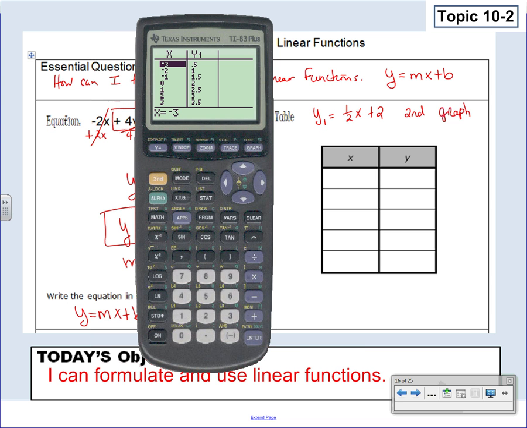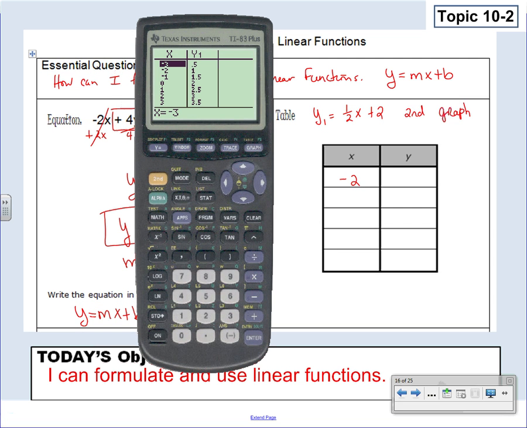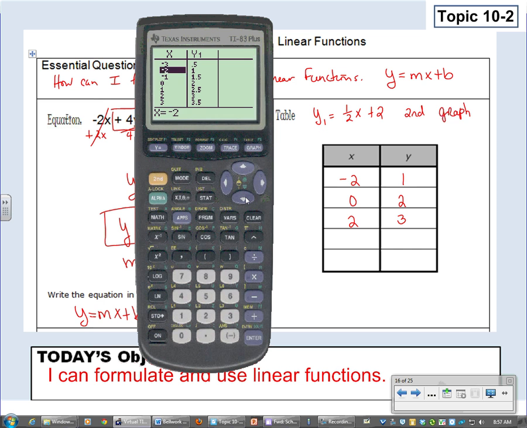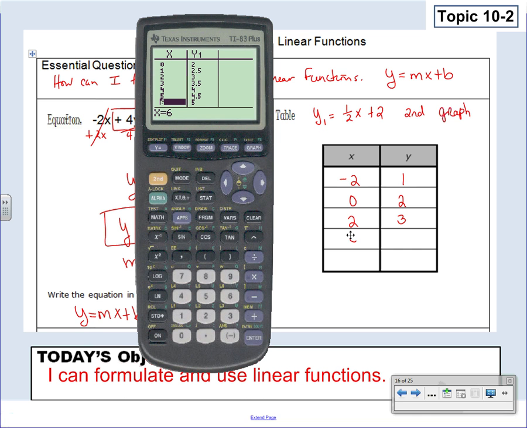For our table, I'm going to choose negative 2 because it has a nice pretty number of a 1. Notice if I had chosen negative 3, I'd be dealing with a decimal, and I don't want a decimal. My next number that gives me a nice number without a decimal is 0. So when x is equal to 0, y is equal to 2. And x is equal to 2, y is equal to 3. I'm going to go ahead and fill in more. X is equal to 4, y is equal to 4. And when x is equal to 6, y is equal to 5. Again, we chose numbers that will give us easy things to graph.